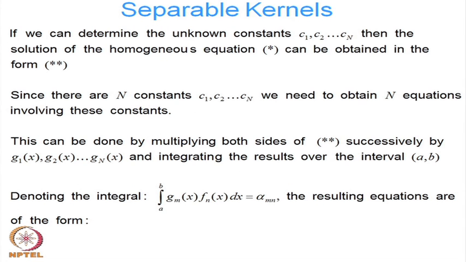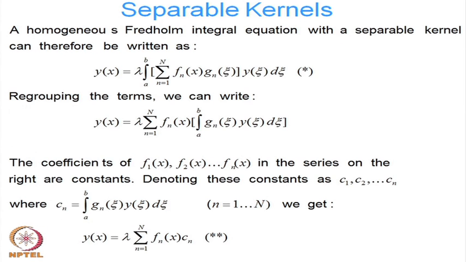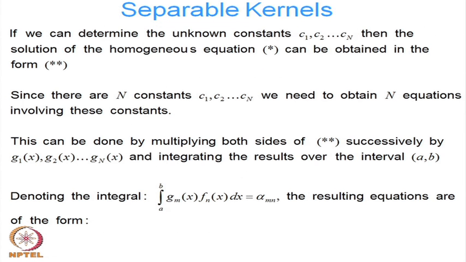And if somehow we can determine these unknown constants C1 through Cn, you can see that I have a solution of my homogeneous Fredholm equation, because I know my f_n of x. If I know my C_n's, I have got my y in terms of f_n of x and C_n. So, that is the solution of my homogeneous Fredholm equation. So, how do we find out these C_n's?